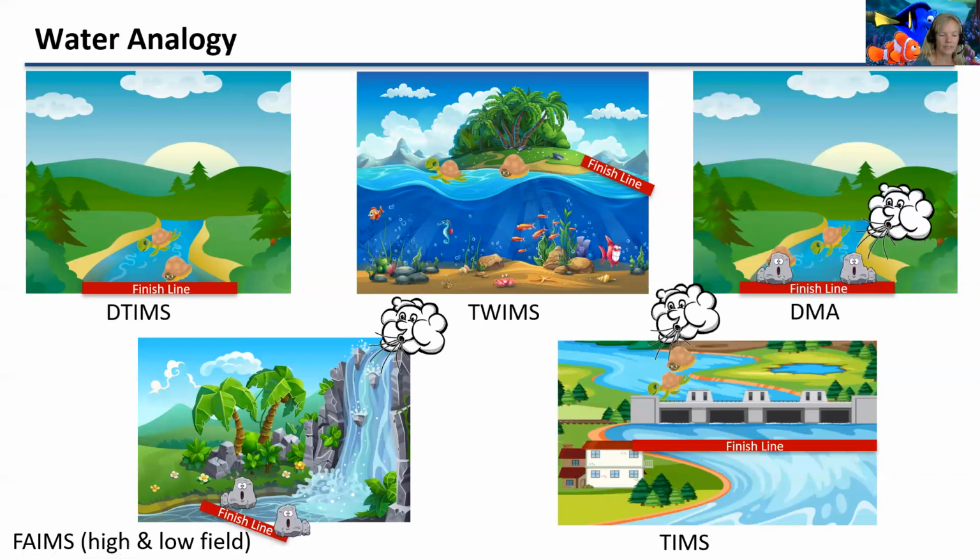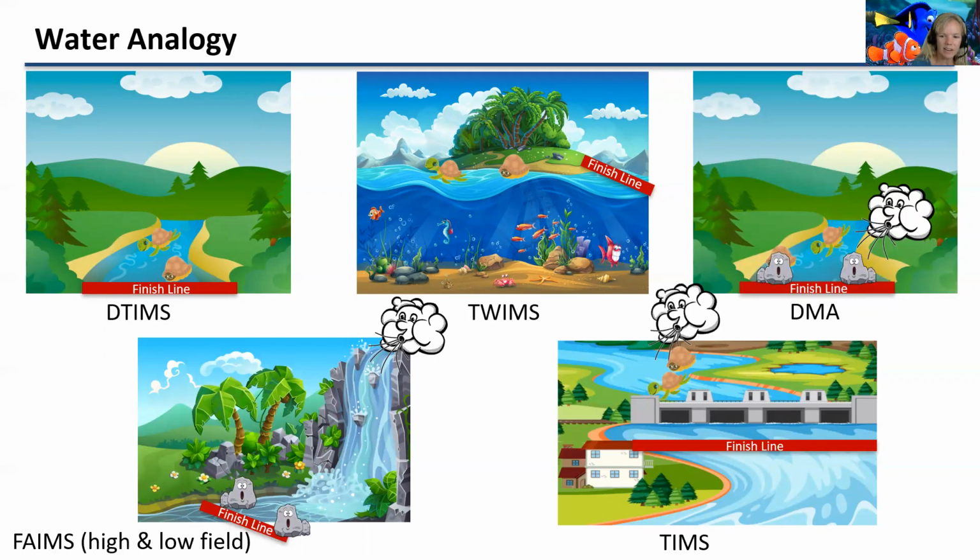And then if we go to FAIMS, we have that combination of the high field and the low field, and also the gas flow. The gas flow here is going to push our turtles down in this high field. The high field is going to be a waterfall condition because we don't know how our turtles are going to respond in that high field. Are they going to tumble down the waterfall? Are they actually going to surf down it?